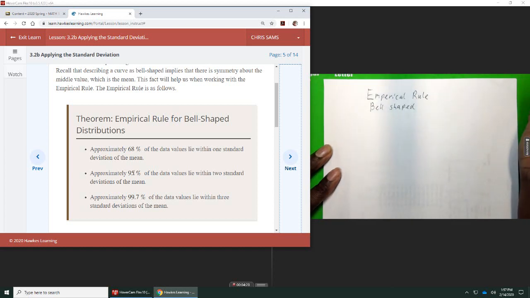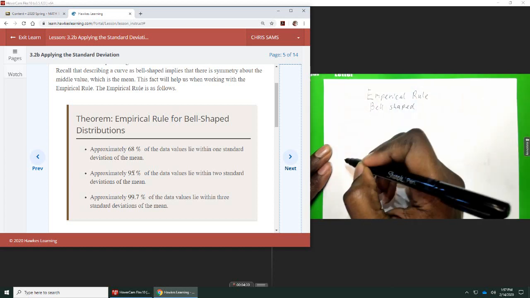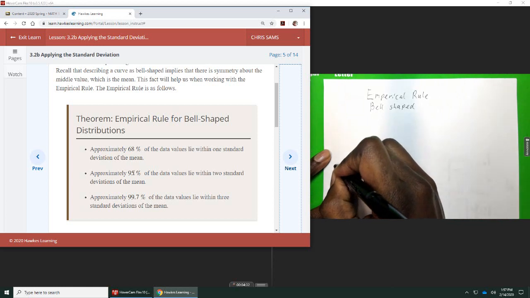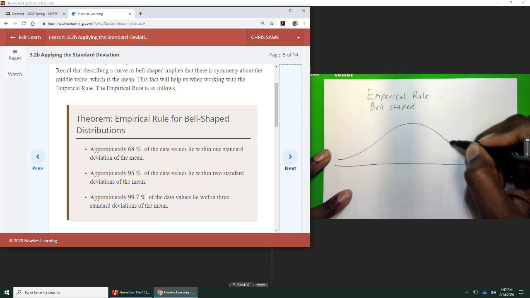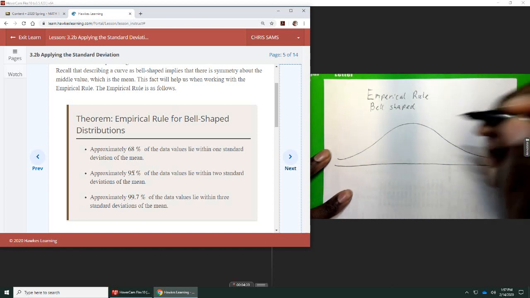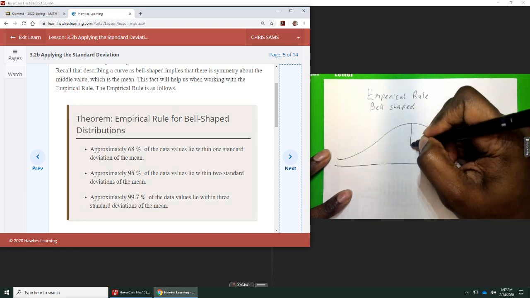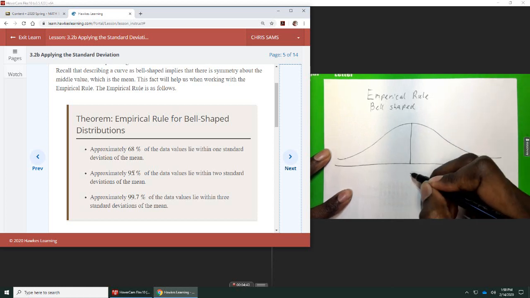Whenever you're given that, okay, the empirical rule, or they tell you bell shape, okay, all of the following is true. So here is the diagram you want to be familiar with. We're going to draw what we call a bell-shaped curve, symmetric curve. In the middle, very center, is your mean.